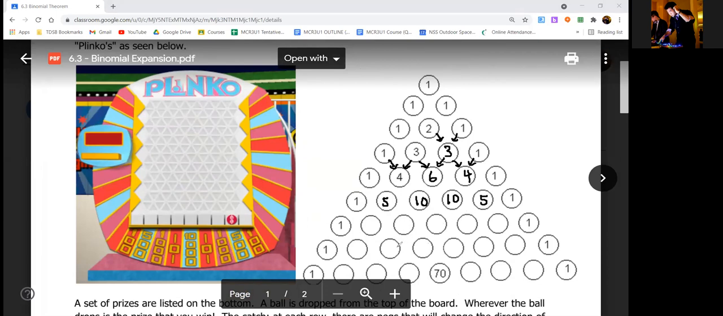Would you please finish this pattern? And from here, I have some interesting things I want to show you once we have that down. So, 21, 35, 35, 21, 7, 8, 28, 56, 56, 28, 8.